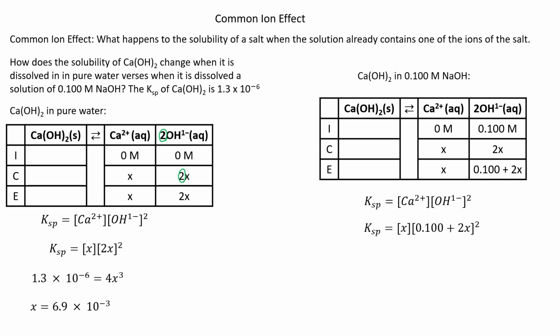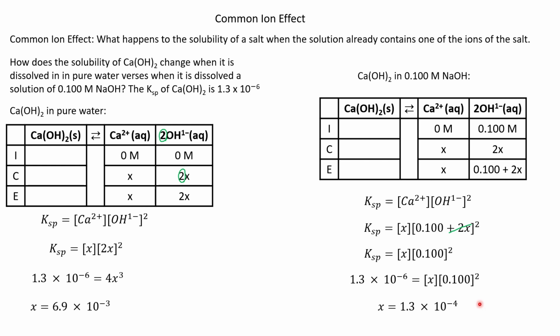Now, this looks like it's going to be a bit of a bear to solve, and we're going to have a quadratic, and it's going to be a bit of a mess. However, our Ksp value is very small. It is smaller than 10 to the negative third. So I'm going to assume that I can drop this plus 2x, that it's not going to make enough of a difference. If I do that, my Ksp expression simplifies quite a bit. This is now much easier to solve. So plugging in for my Ksp value, again, don't forget your squared here, I get an x of 1.3 times 10 to the negative fourth.